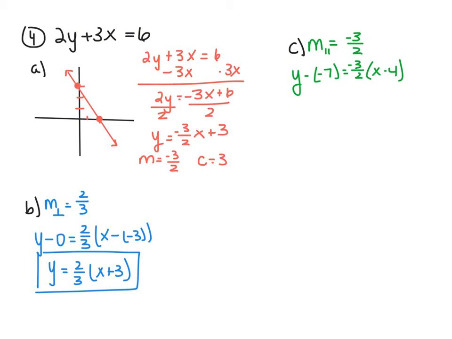Part C, they want a line parallel, which means same slope. So if my slope here was negative 3 halves, then this is also going to be negative 3 halves. This little symbol here means parallel. So then plugging in the point 4, negative 7, I have y minus a negative 7 is equal to negative 3 halves times (x minus 4). You could have written this as y plus 7 as well.